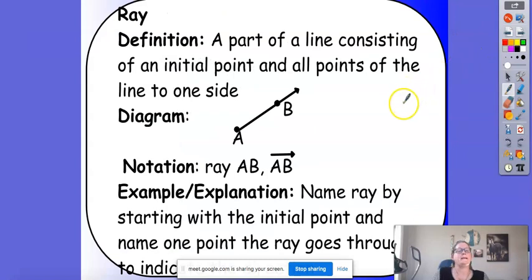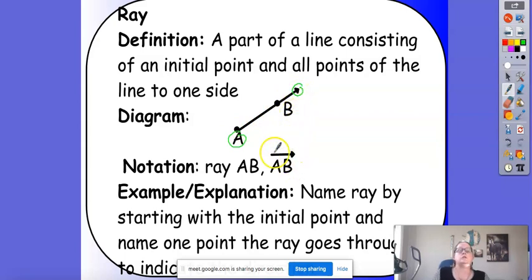Okay, a ray. Now, a ray is a part of a line, consisting of an initial point. Sometimes they call this the end point. And all points of the line to one side. All to one side. Okay? And you're going to have an arrow on one end of it. Otherwise, I'm thinking you're talking about some line segment. But to be a ray, it's got to have at least one arrow.